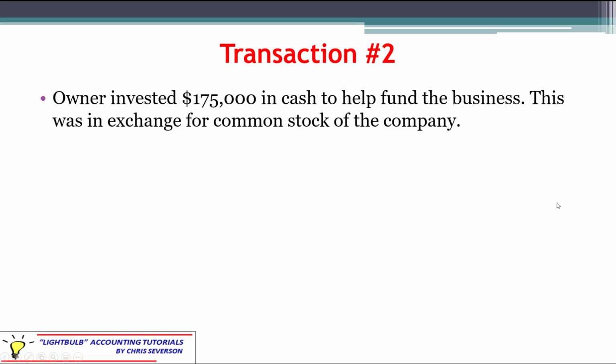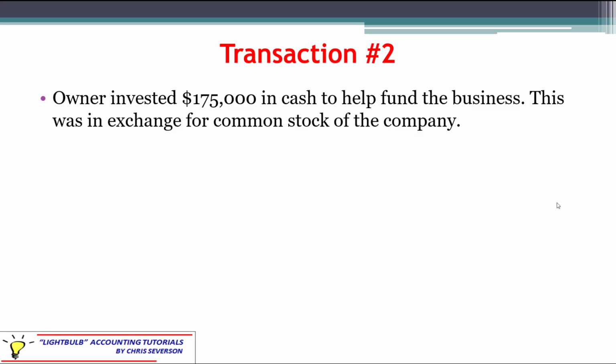Transaction number 2. The owner invested $175,000 in cash to help fund the business. This was in exchange for common stock of the company. Now, at this point, what I want to also mention is, as you're viewing this video, it might be helpful to just press pause and think this through. Maybe work it out on some scratch paper or Excel to see if you come up with the same answer that we're going to talk about in just a bit. So feel free to do that for each of these transactions. Press pause and then restart it when you're ready to look at it. That's probably a good way to practice.